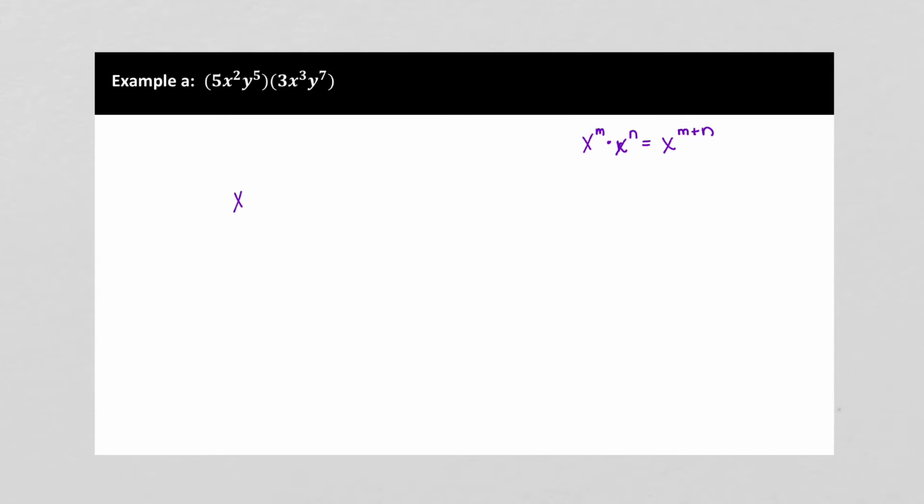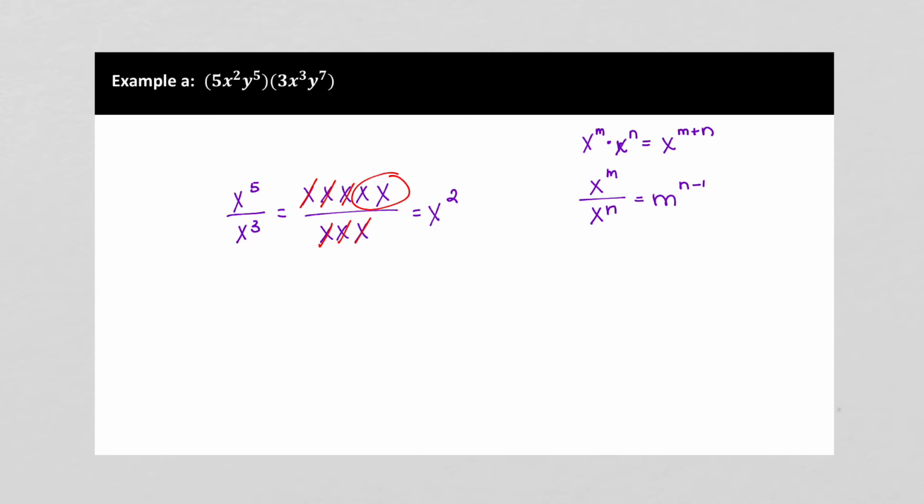If we had x to the fifth over x to the third, that would be 5 x's on top and 3 on the bottom. 3 sets cancel and you're left with 2. So that means that x to the m over x to the n is x to the m minus n. You subtract.